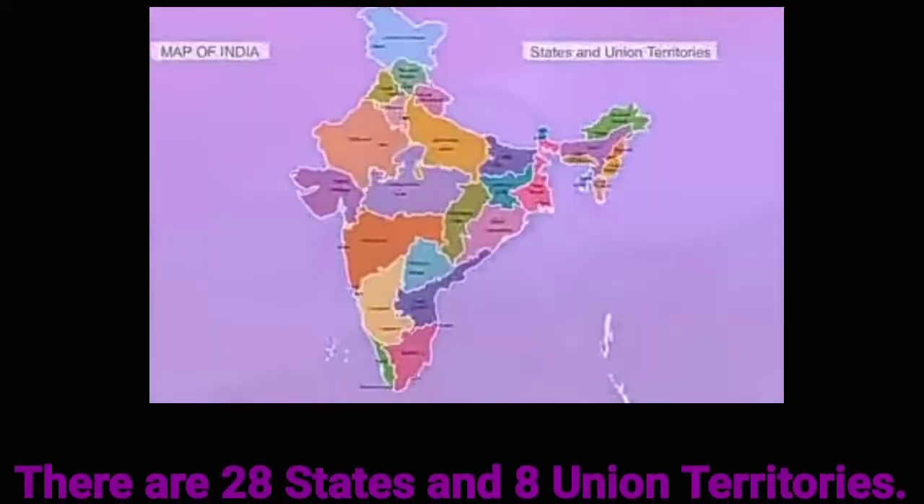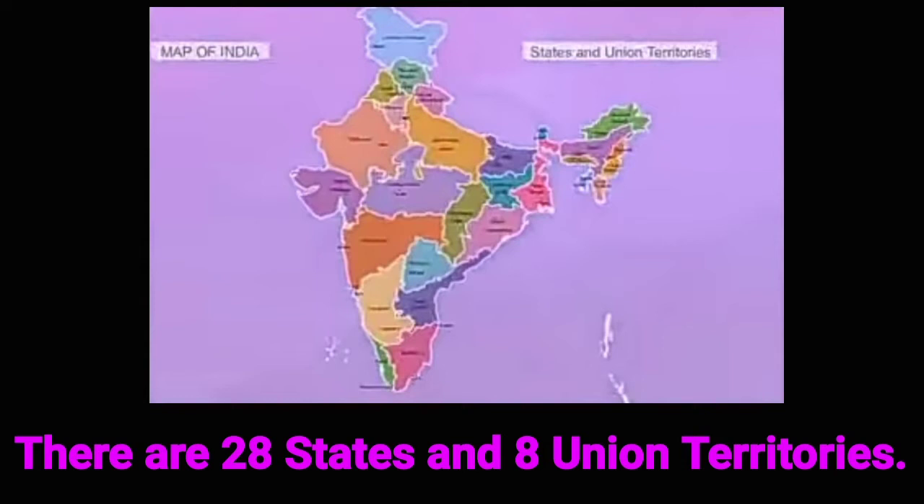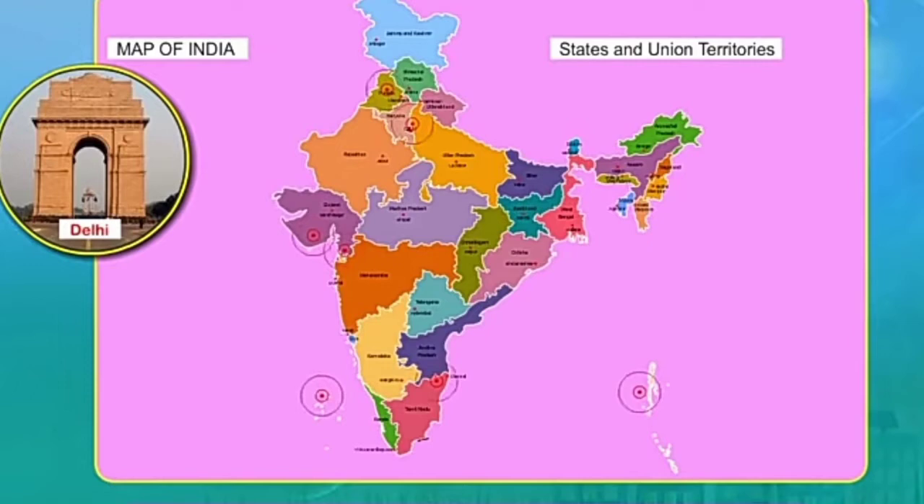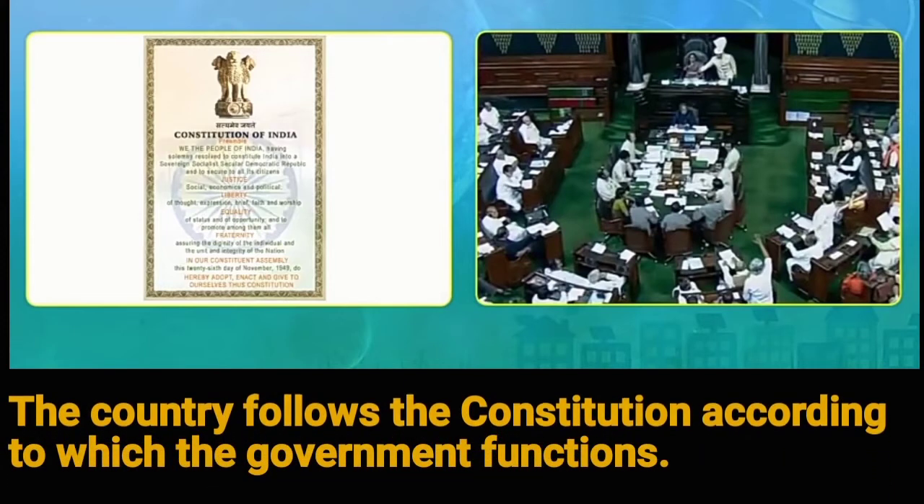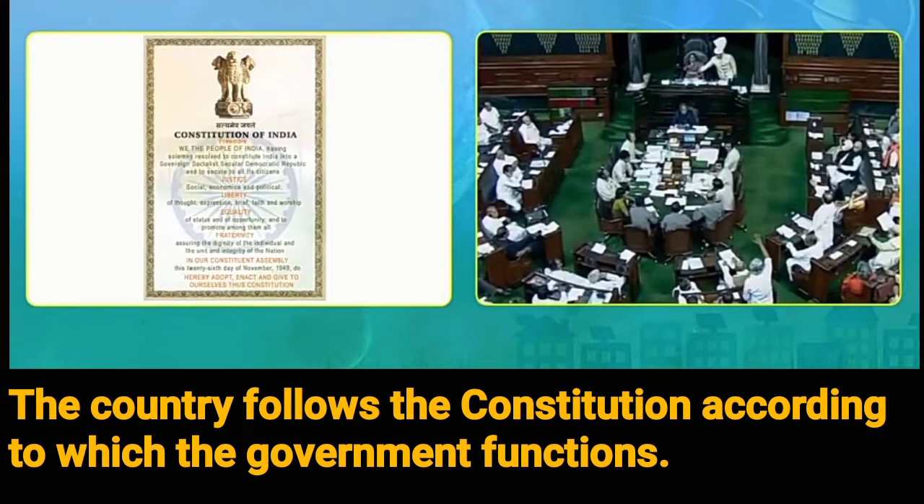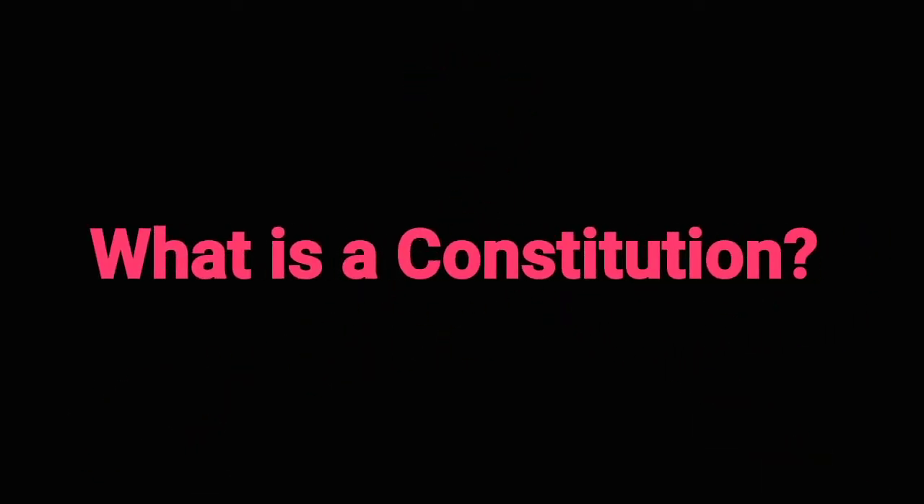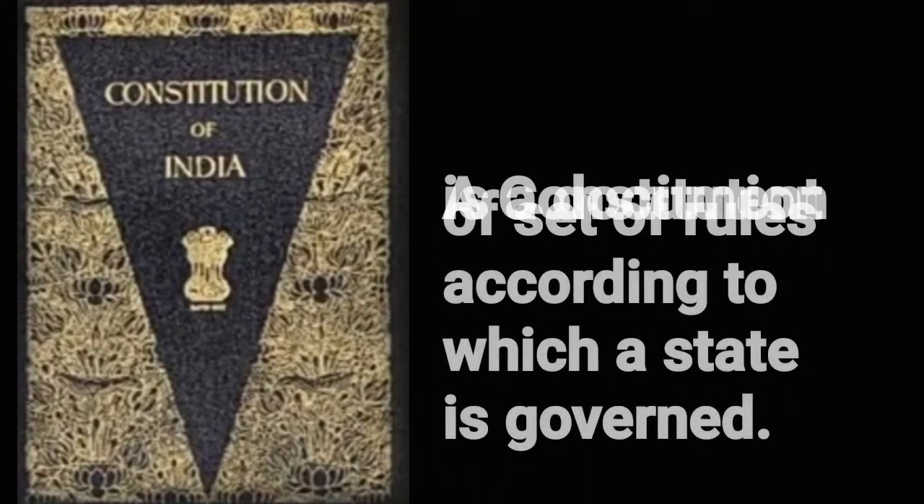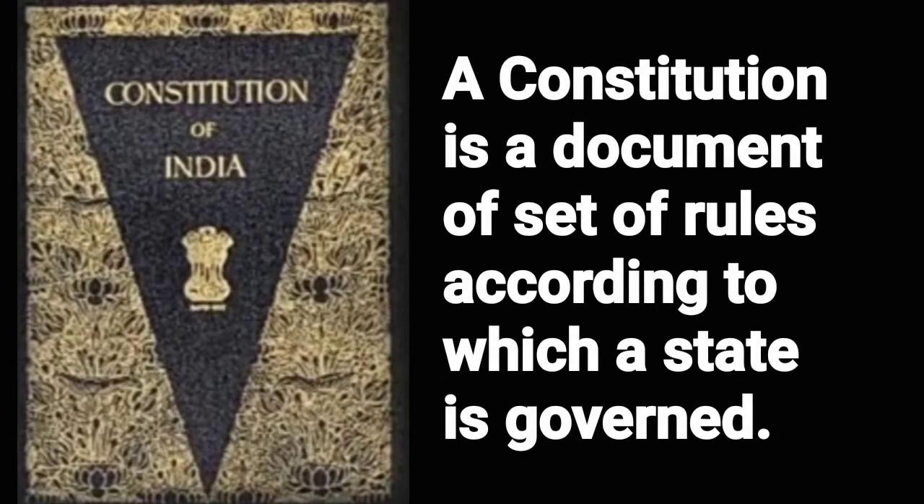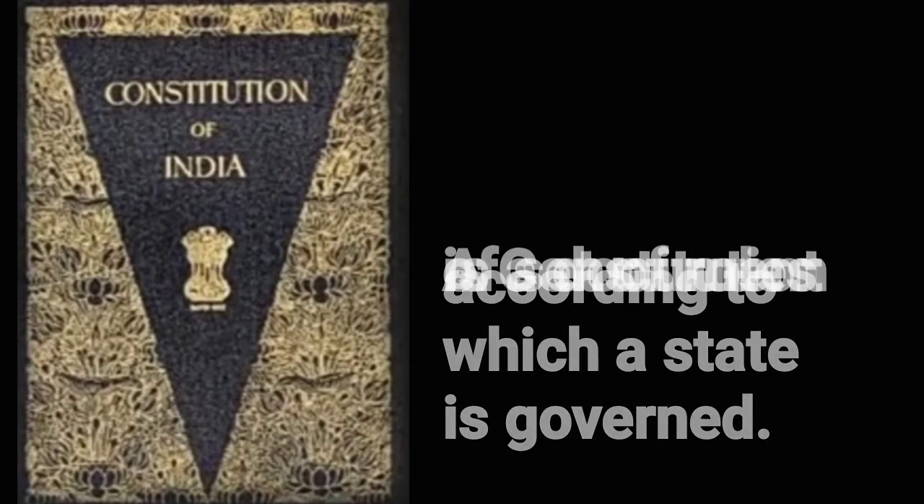There are 28 states and 8 union territories, including the National Capital Territory of Delhi. The country follows the constitution according to which the government functions. What is a constitution? A constitution is a document of set of rules according to which a state is governed.